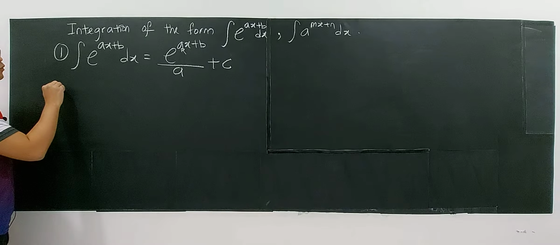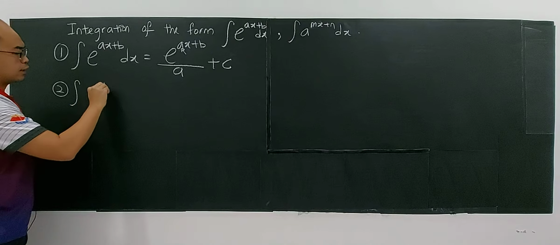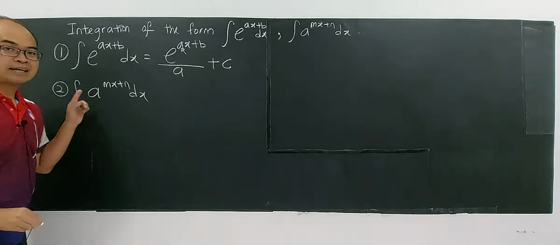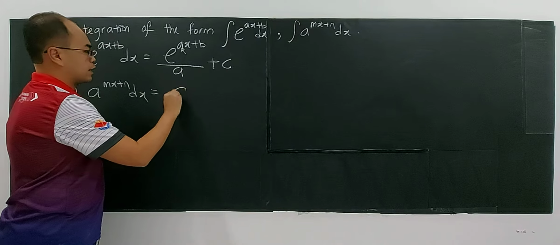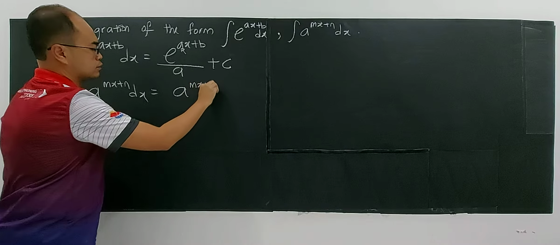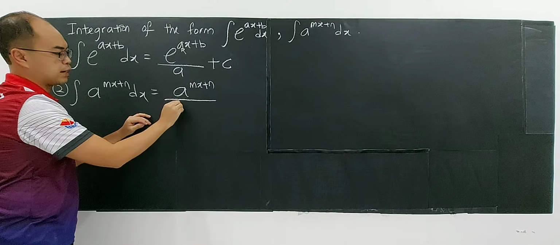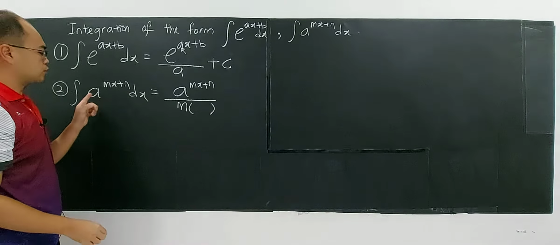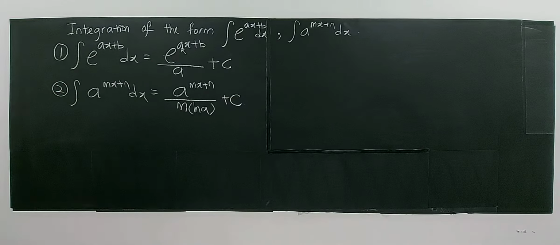So for the second formula, if you integrate a to the power of mx plus n, it's actually the same thing, but this is a number other than e. Beside e, you just copy back, then divide by the coefficient of x, which is m. But this one has an additional thing you need to divide by, which is ln a, plus c. So these are the two formulas that I introduced in this video.